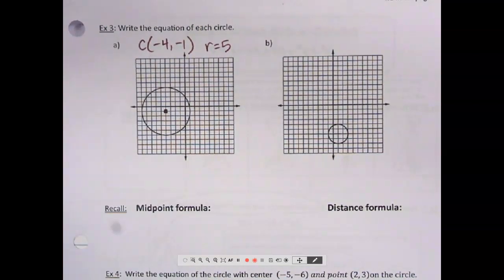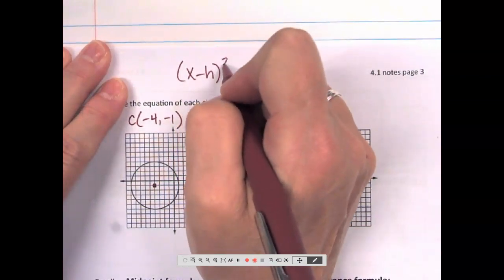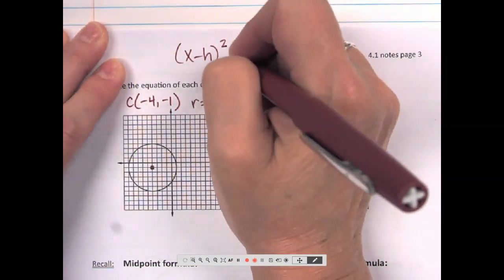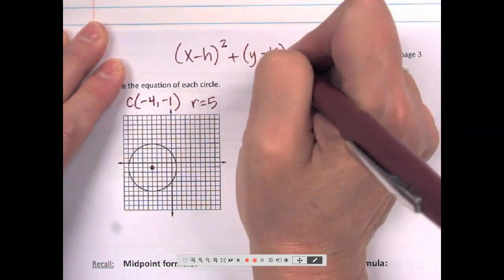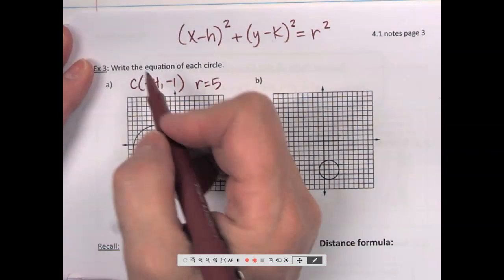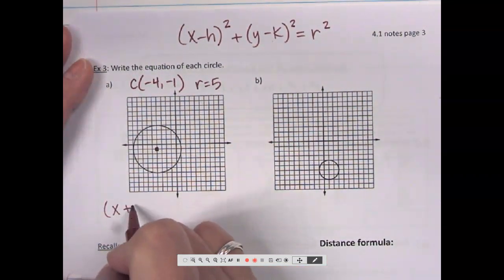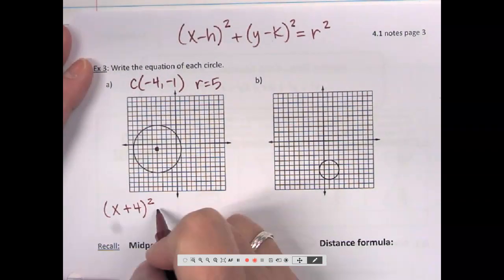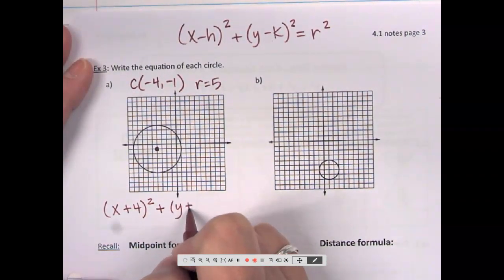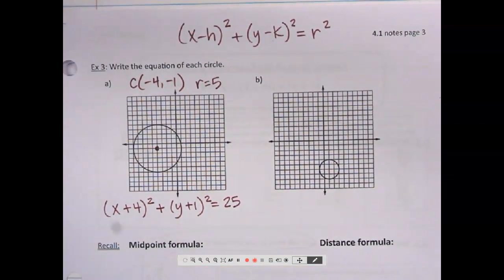And so now we can write the equation. I'll write this at the top. Again, the formula. X minus h squared plus y minus k squared equals r squared. Okay, so here's our h, here's our k, here's our r. Plug it all in. X plus 4 squared plus y plus 1 squared equals 25. Any questions?